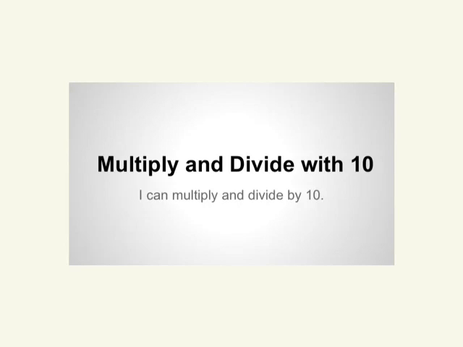Today's lesson is multiply and divide with 10. And by the end of the lesson, you will be able to say, I can multiply and divide with 10. I know you will be able to do that.